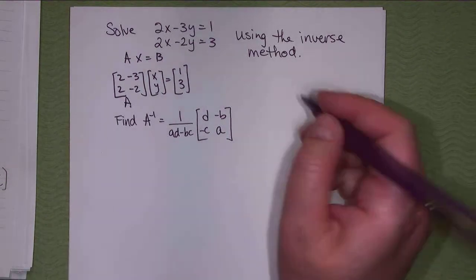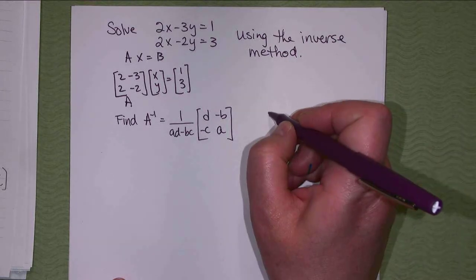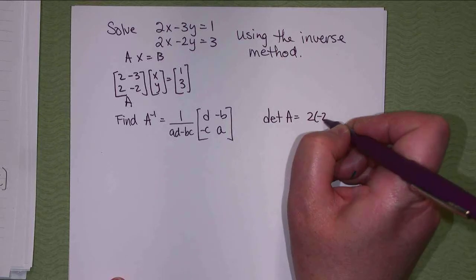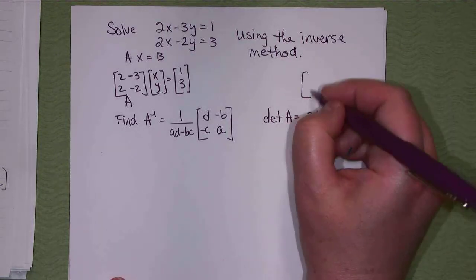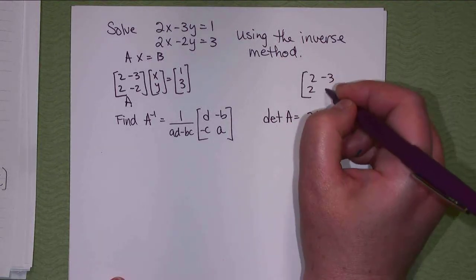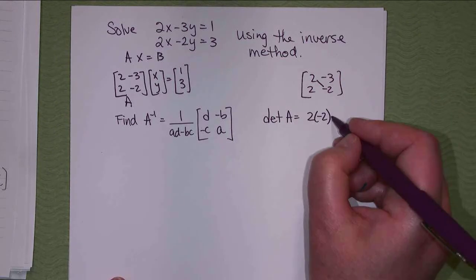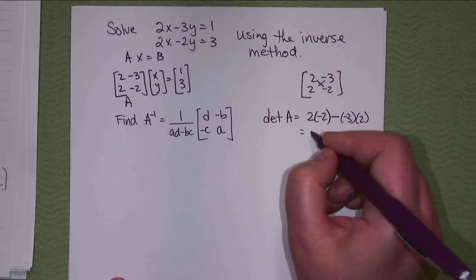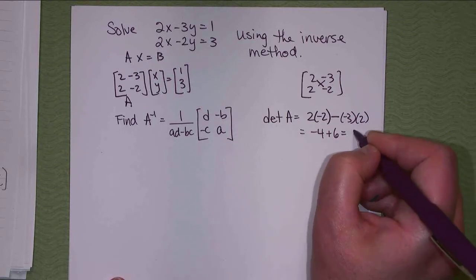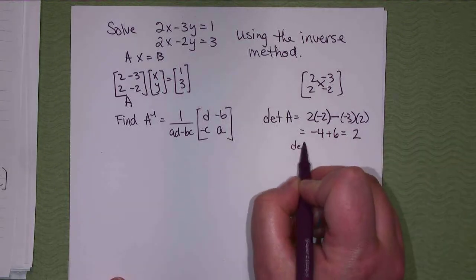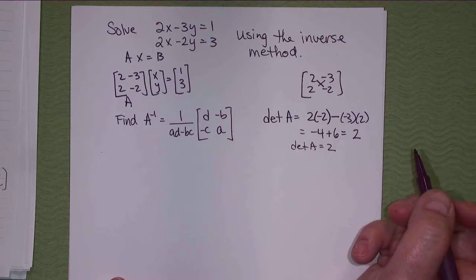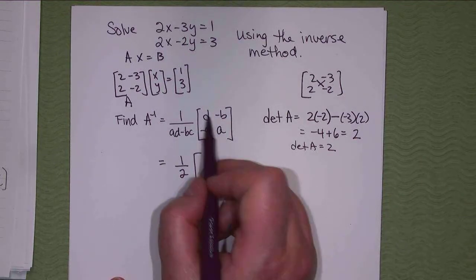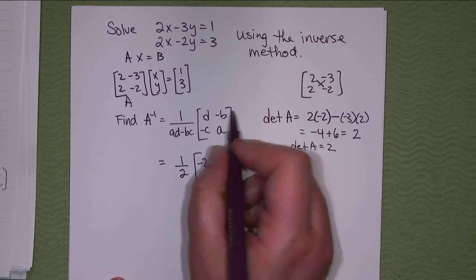So, the determinant of A is 2 times minus 2 minus negative 3 times 2. So the determinant of A is 2. Switch these, so negative 2 and 2, and change the sign, so 3 and minus 2.